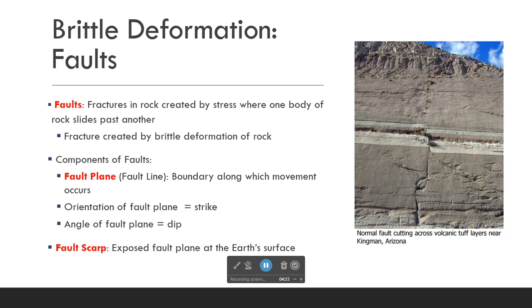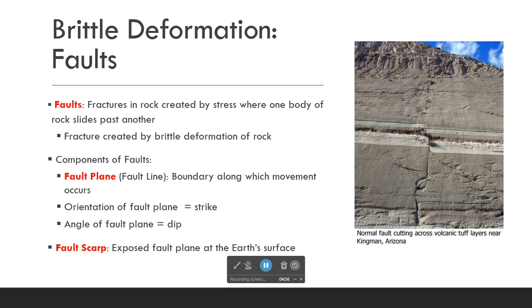What's most relevant to the lecture today is brittle deformation or faults. In the Toadstool Geologic Park, there is the Toadstool Fault. So faults are fractures in rock created by stress where one body of rock slides past another. Fracture is created by brittle deformation of the rock, just to reiterate.